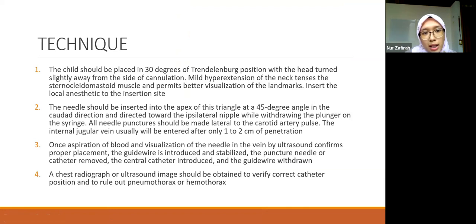So basically the technique is still the same as for the subclavian. And then we need to put the patient in the triangle position, and have an extension of the neck to permit better visualization of the landmarks.